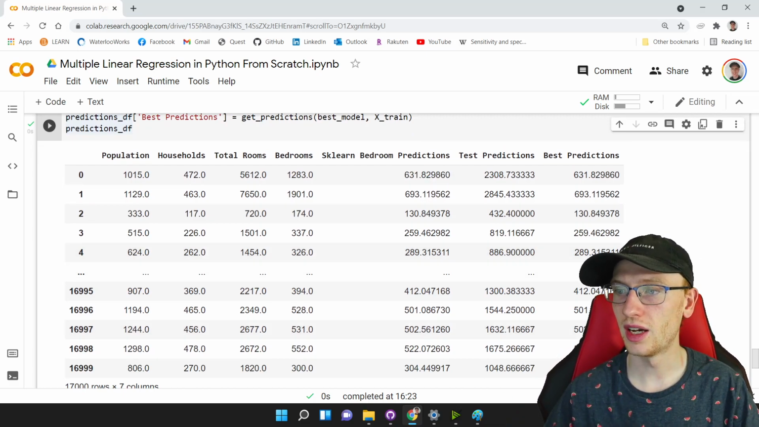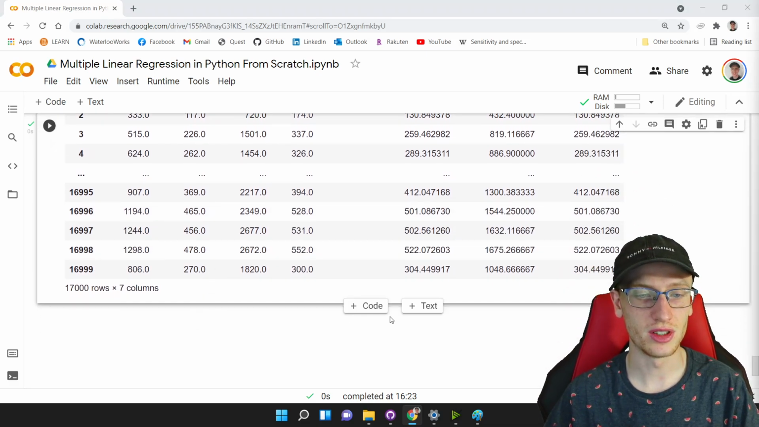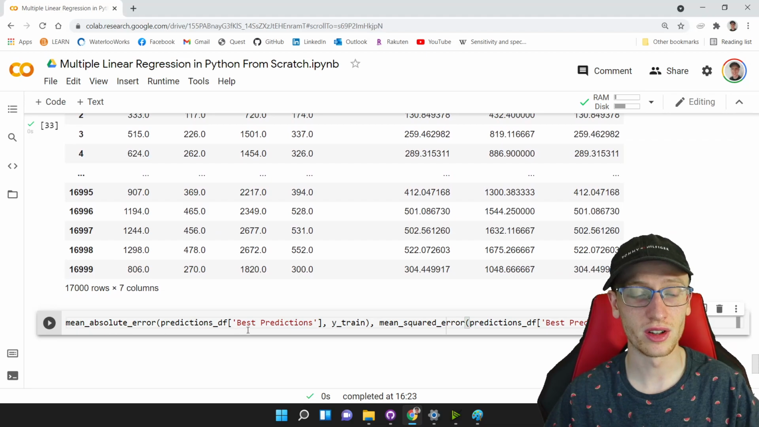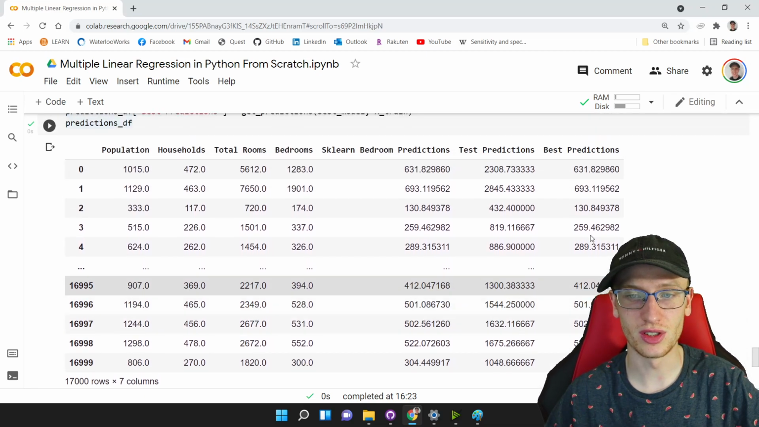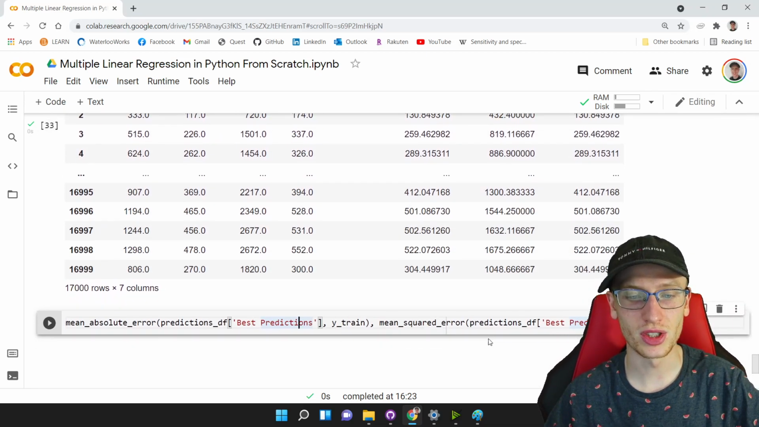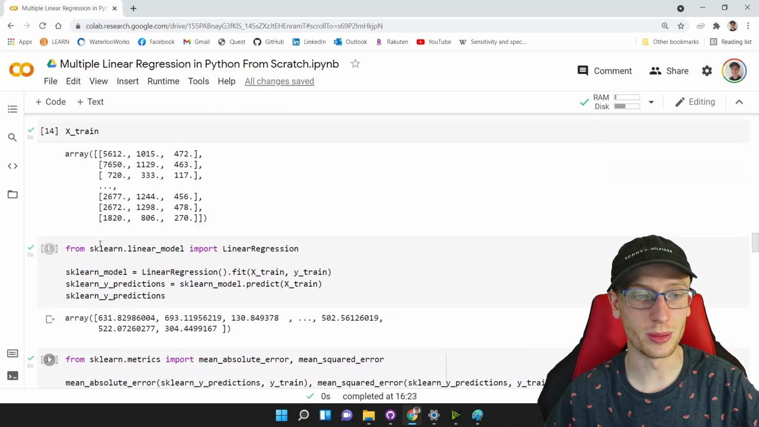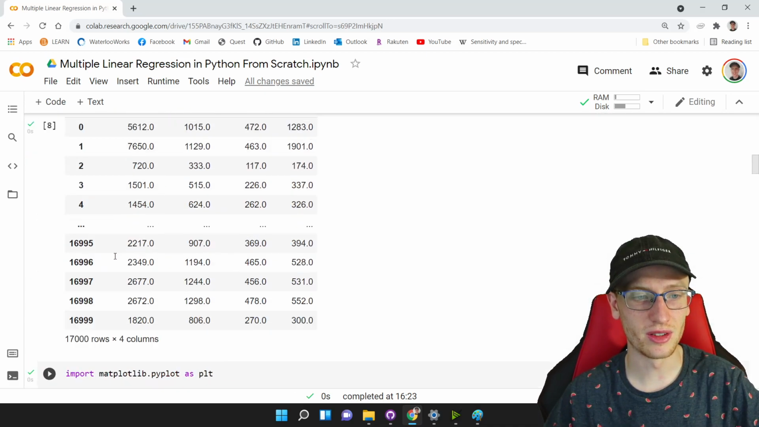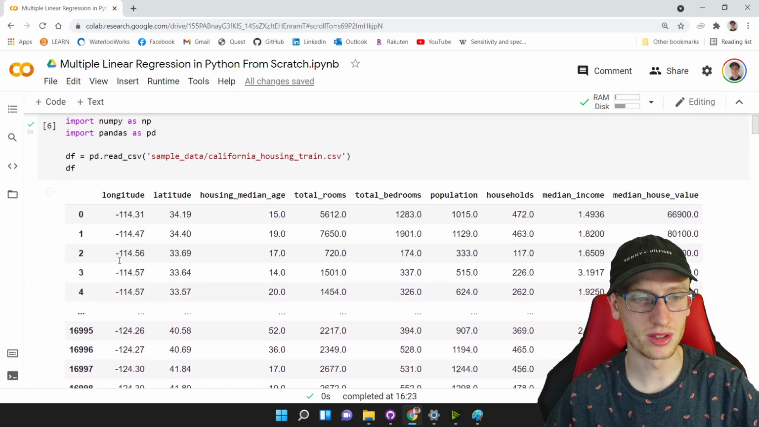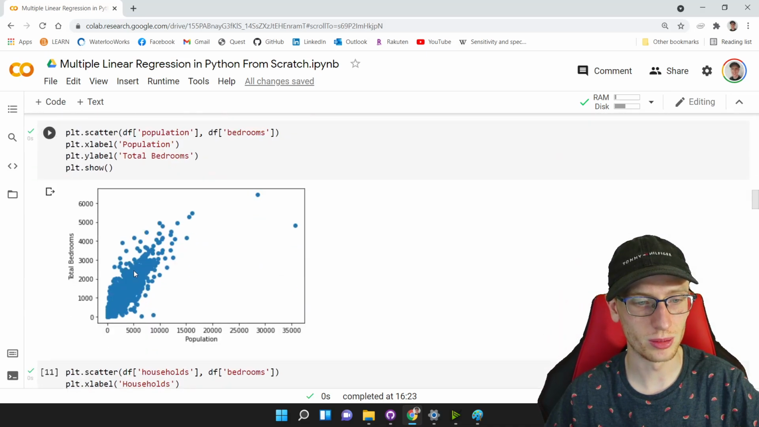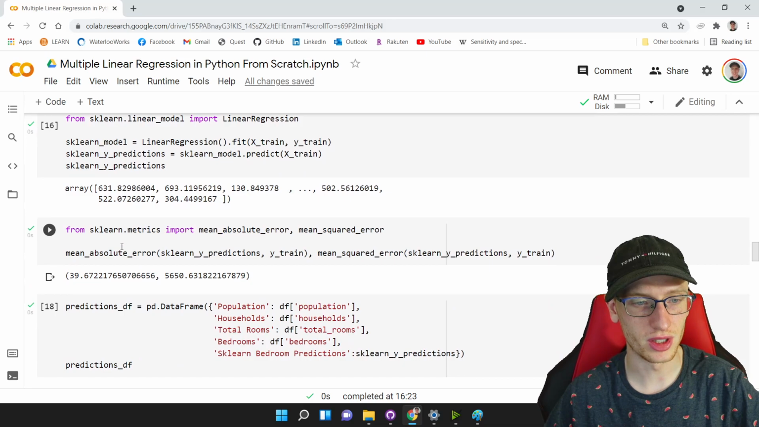All right. And if we wanted to, we could look at the error on this model, which is the mean absolute error of the predictions df sub best predictions, so that column right there, and y train, and we could look at the mean squared error of it as well. And we could see that it's off by 40 and 5650 here. We see above, sorry for the headache, that above we got that, where is it? I did output that, right? It should be right about here. Off by about 40 and 5650 right there.